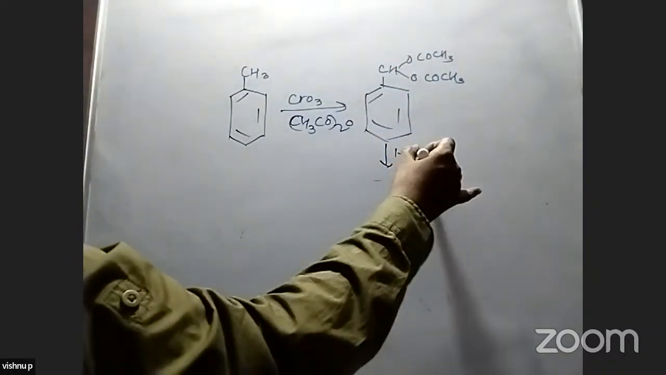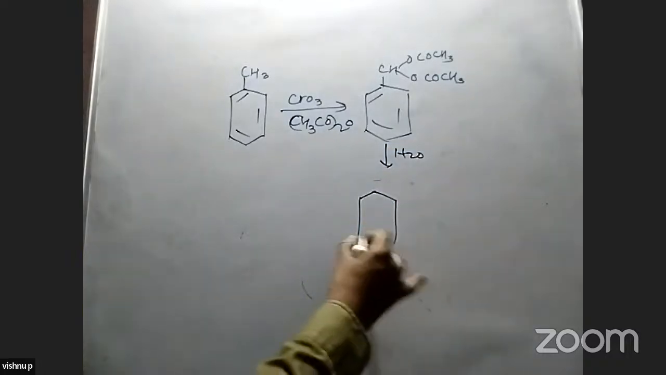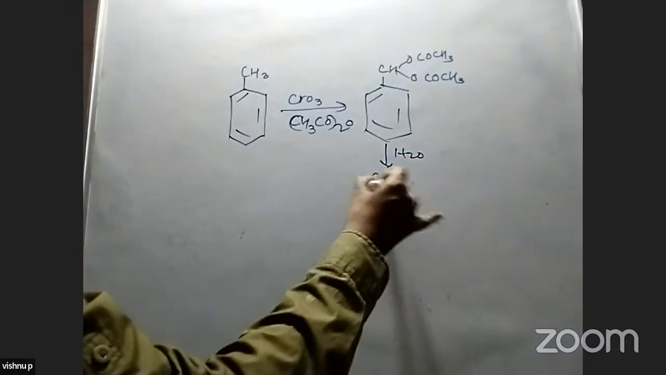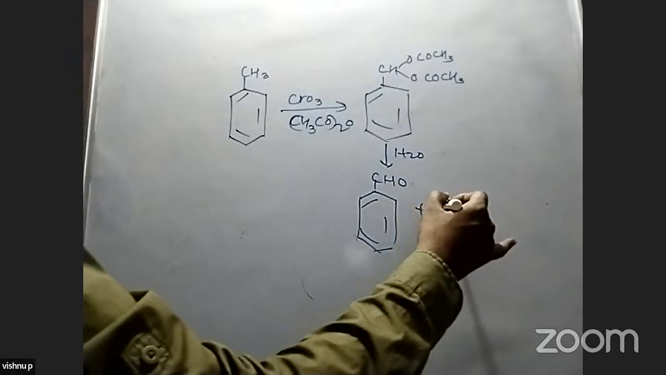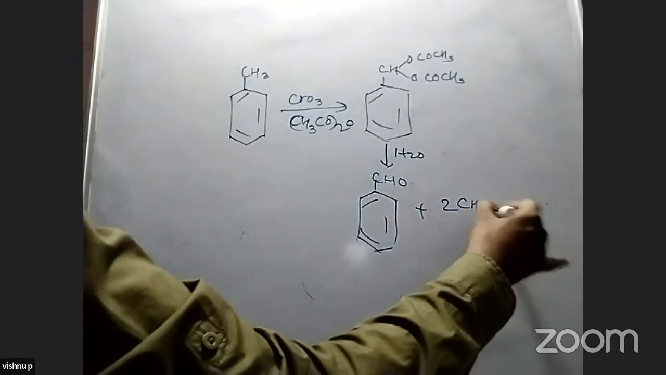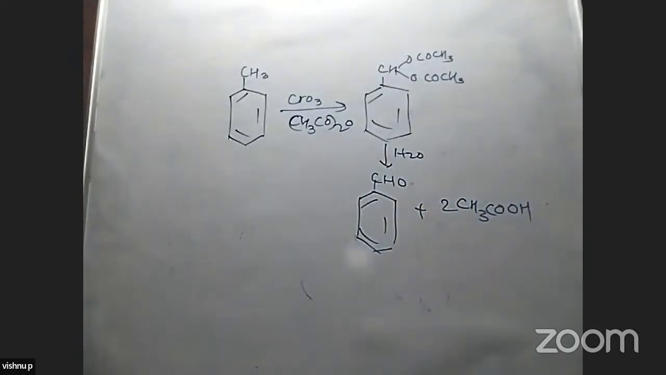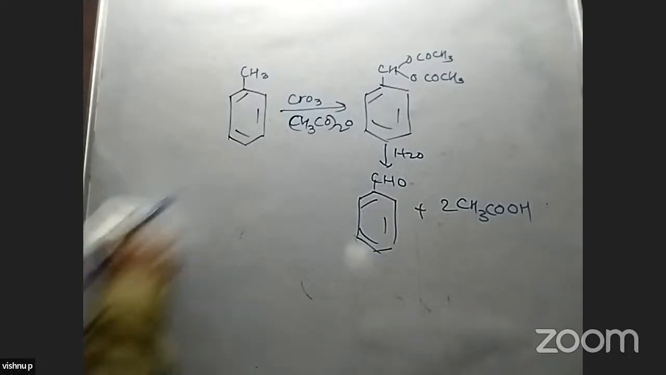Again, it is treated with water. So the compound formed is benzaldehyde. Benzaldehyde along with two molecules of CH3COOH is formed in this reaction. So this is the preparation of aromatic aldehydes. Aromatic aldehydes are prepared by this method.